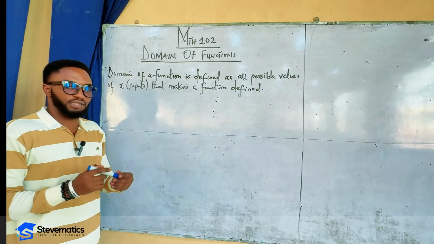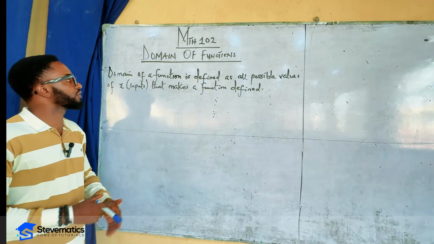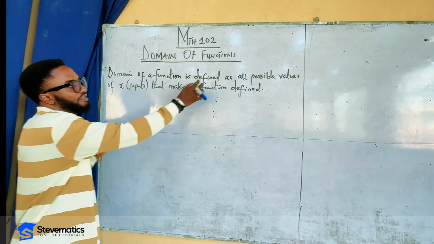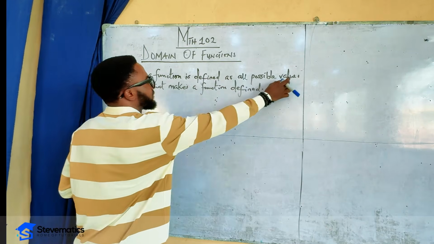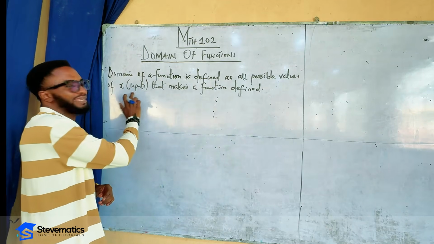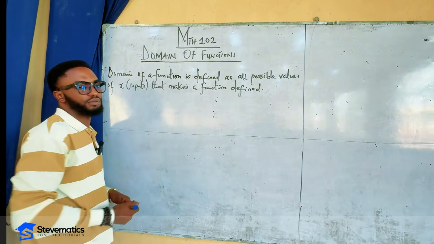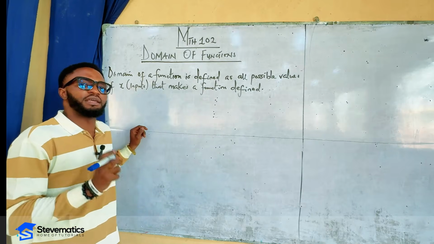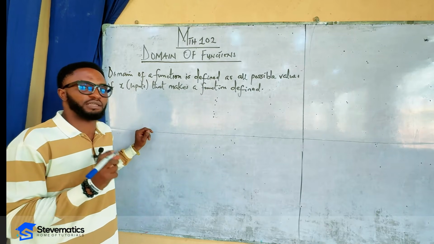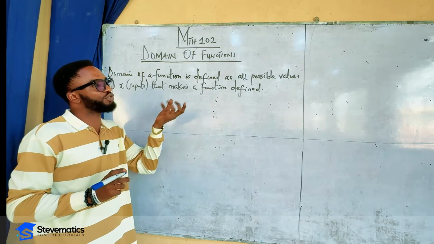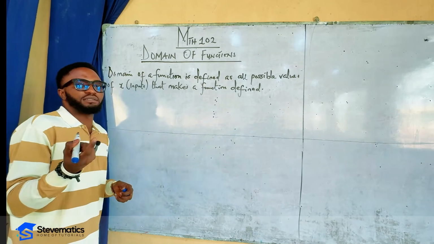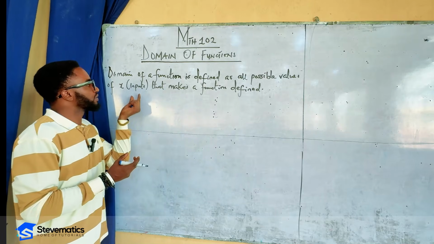All right. What we have here is the definition of the domain of a function. The domain of a function is defined as all possible values of x, the input, that makes a function defined. This is how we define the domain of a function. They are all the possible values of x that when you input into a given function, it makes that function defined. And the values of x are called the input.